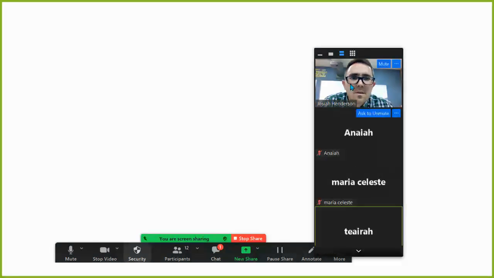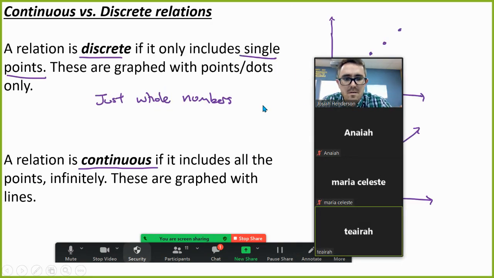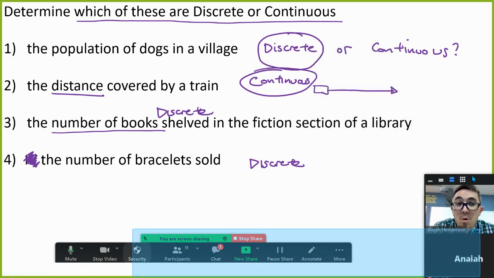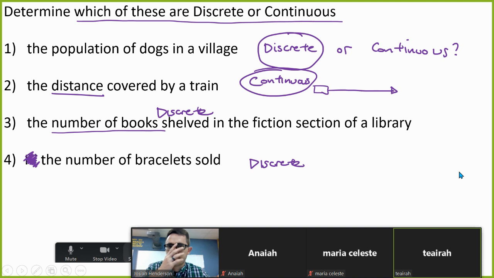So basically, discrete means that it's not something that can be continued. Correct. Yeah. It would only be measured in whole numbers. Okay.